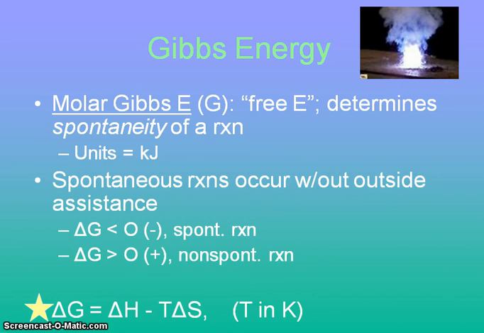Our equation that we'll be using for Gibbs free energy is delta G is equal to delta H minus T delta S. So delta H is our enthalpy change, T is temperature, and this time it has to be in Kelvin. You do need to convert it if given Celsius. And then delta S is the entropy.